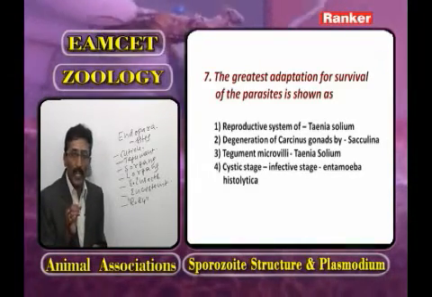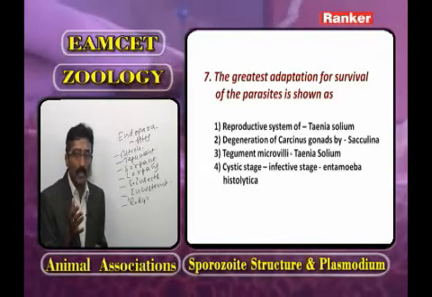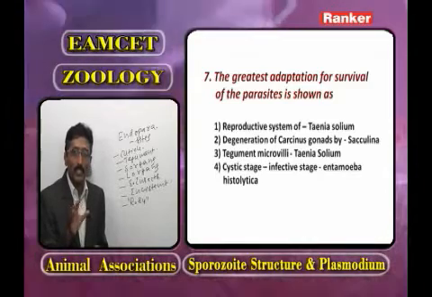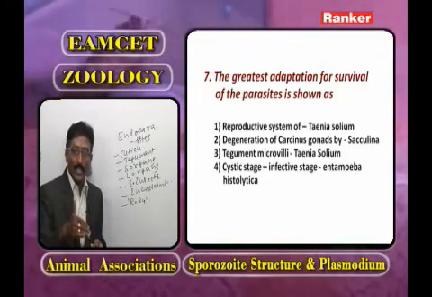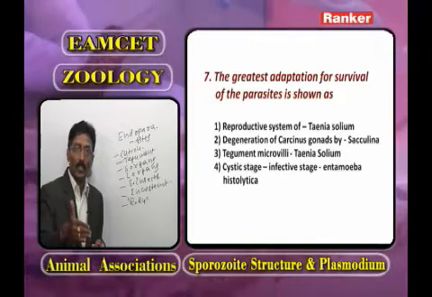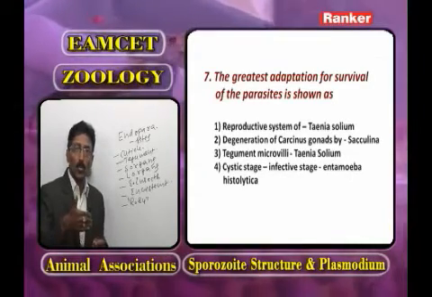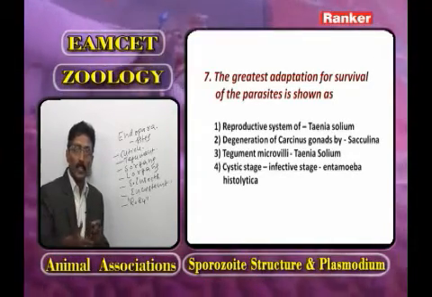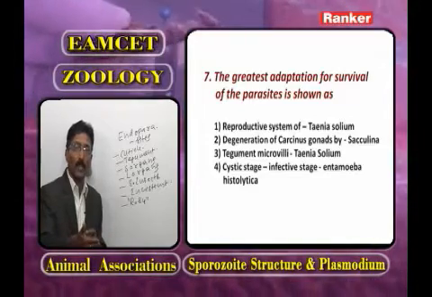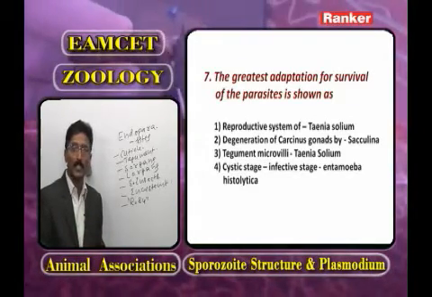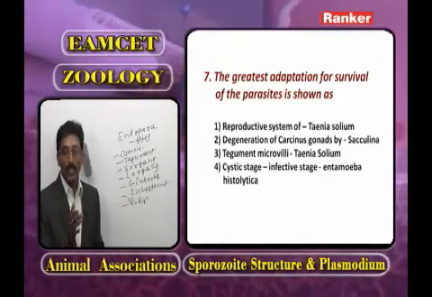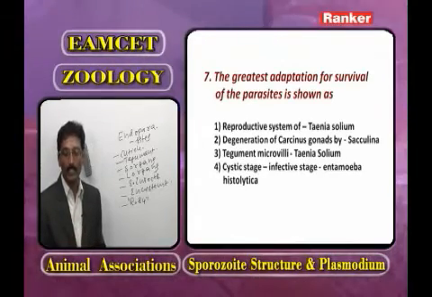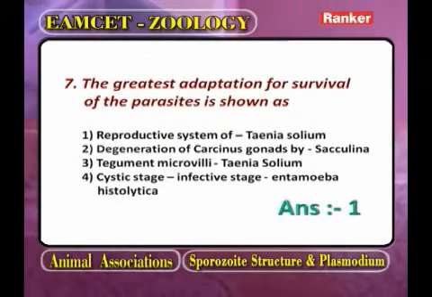We have a good idea of the life history of Entamoeba. What is the infective stage? That is the tetranucleated cyst. Here, what is the greatest adaptation of endoparasites to protect their species? It means releasing more and more eggs to protect their species. That is the development of the reproductive system. So here, what is the correct answer? The first one, the reproductive system of Taenia solium. Now we go for the next question.